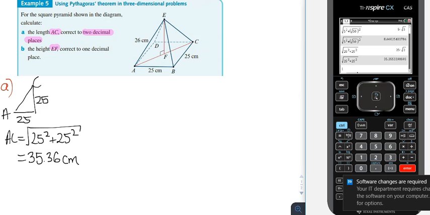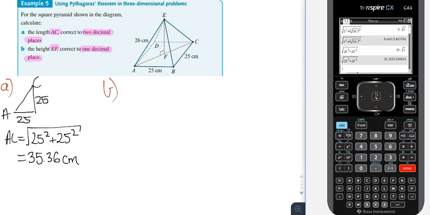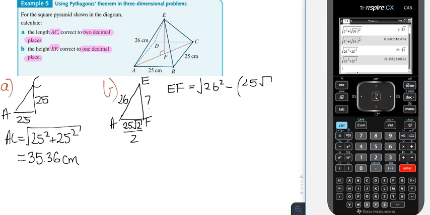Now, in order to do part B, you are going to have to use your previous answer, but you need to half that answer. So the length of the hypotenuse is 26. We've been given that, but the length from A to F is half of A to C. So it's going to be 25 root 2 divided by 2. Now I am using that exact value, 25 root 2 on 2, and not the 35.36. Because you've got your calculator, it's easier just to go up and highlight and grab your result from there. So you don't have to retype stuff.